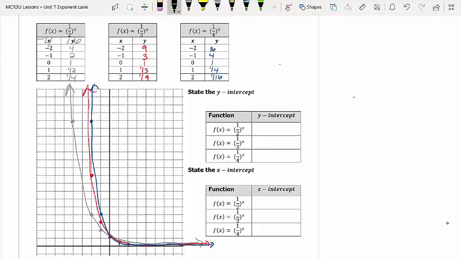Okay, so there's all of your graphs. I want you to notice that the y-intercept for every single one was still the same. It's all 0 and 1. And of course, the x-intercepts here do not exist because each of the three graphs get very close to the x-axis, but they never touch or cross the x-axis.